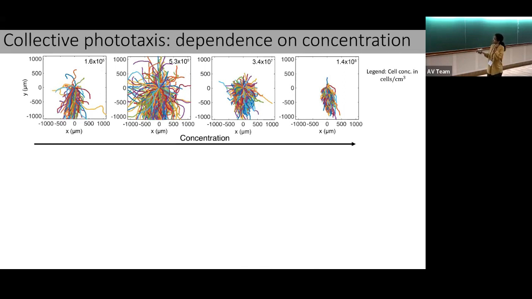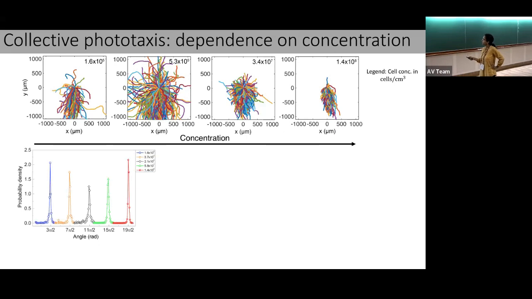So here is the collective phototaxis data. Again, the light is from below at 0, 0 here. As you increase the concentration, you find that initially all the cells are going towards the light. Then at some intermediate concentration, there is confusion. A large number of cells are going in the wrong direction. And then as you increase the concentration again, most of the trajectories are again aligned along the light.